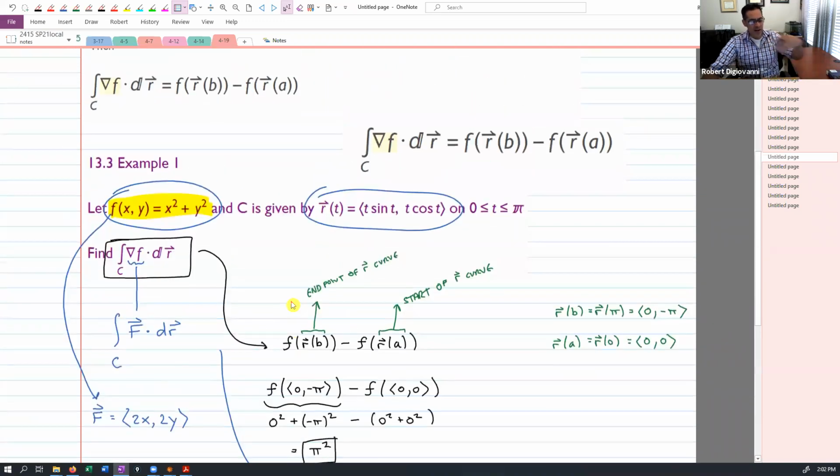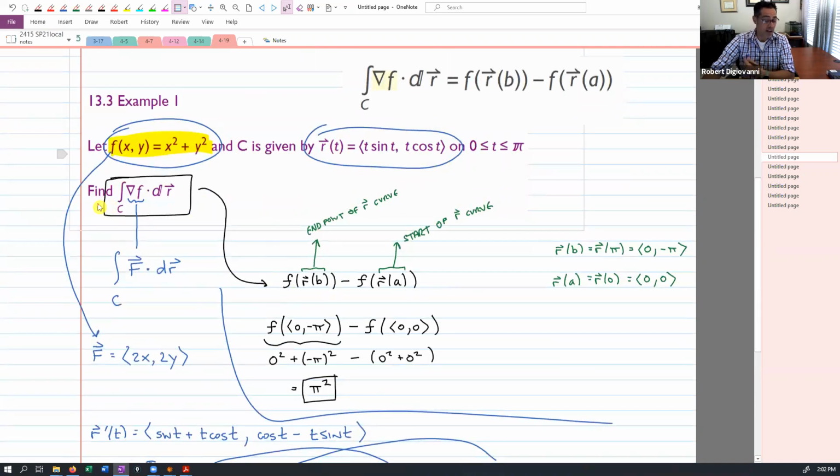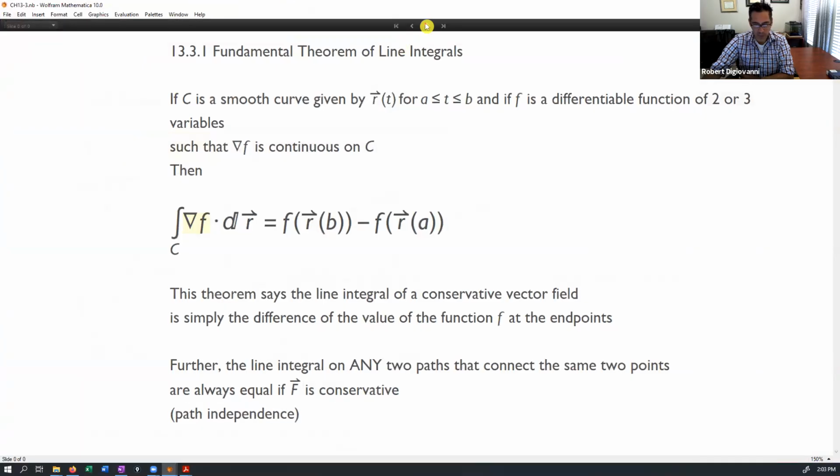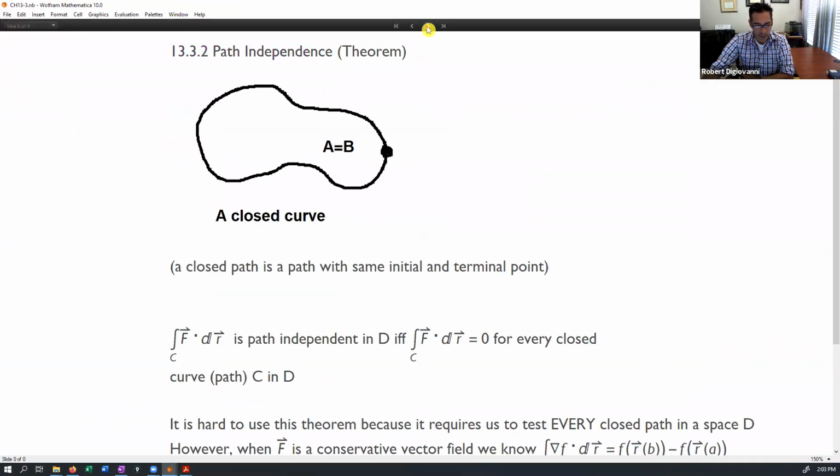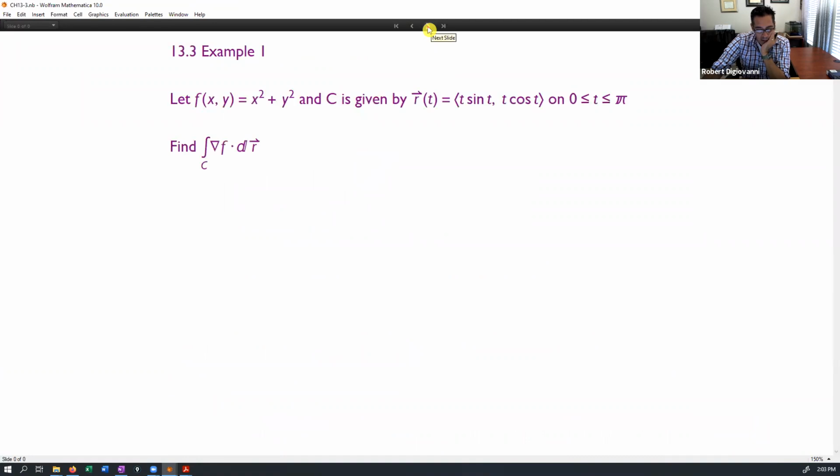The reason I know that I could use the fundamental theorem of line integrals was because I was told to do the line integral over C of the gradient vector field. All right, that's why I know I could use it. Let's look at the next problem now. Oh, well, maybe not. Hold on, got a couple more things to get through here. Okay, so we did that.